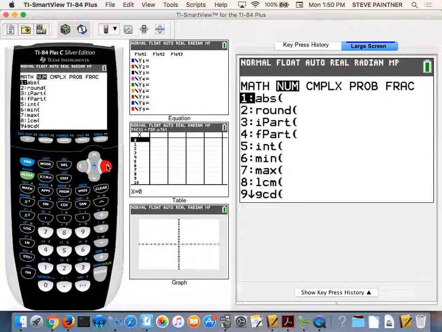Anti-lock brake system. If you took driver's ed from me, you should know that. Did any of you have driver's ed from me? ABS, didn't I hammer that into your head? ABS is anti-lock brake system in driver's ed. In algebra 2, it's what? Absolute. Absolute value.